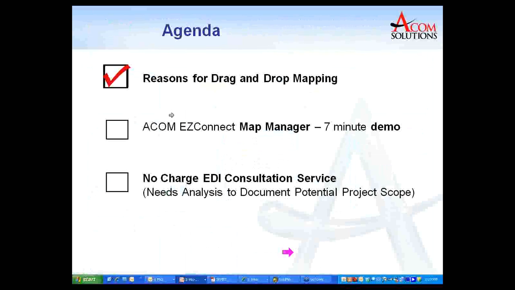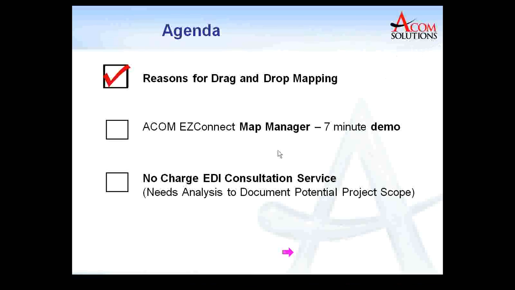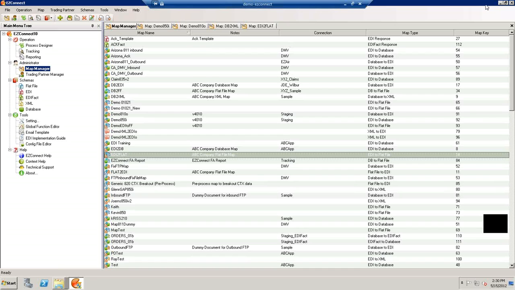And so the reasons for drag and drop mapping, again, are to save you time and money and give you the best tool for adding as many trading partners as you can. And Glenn will go ahead and make you the presenter here so you can show us the map manager portion of the EZConnect software. We're not going to look at the full software, but we are going to look at the drag and drop mapping capabilities. And again, to see the full software, just contact me, and we have recorded as well as live demos that we can provide you. And Glenn, we should be seeing your desktop here shortly.